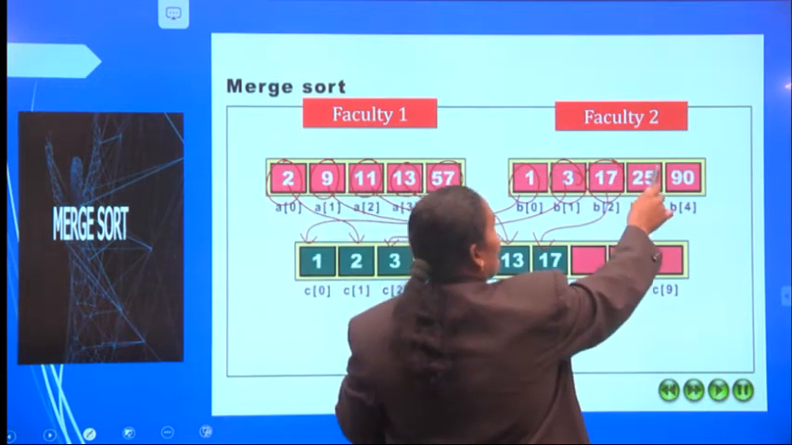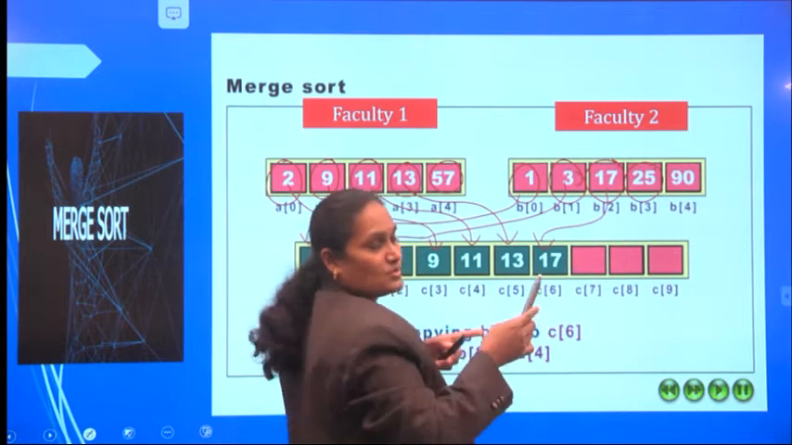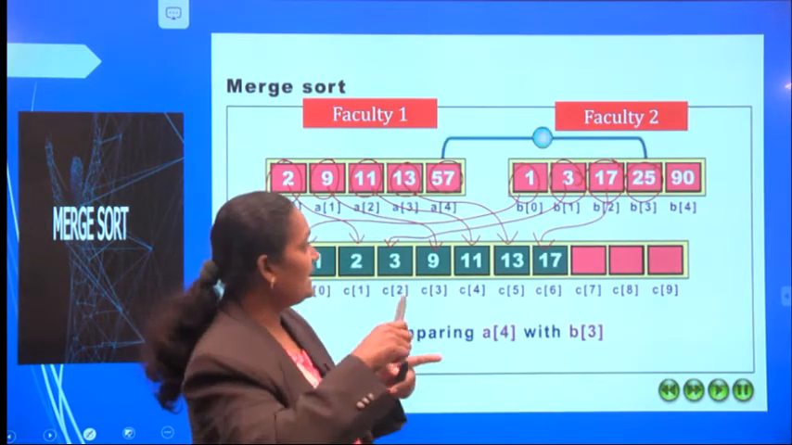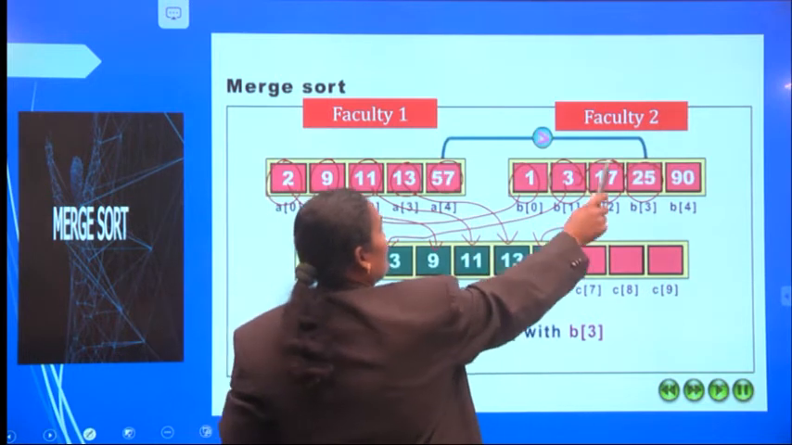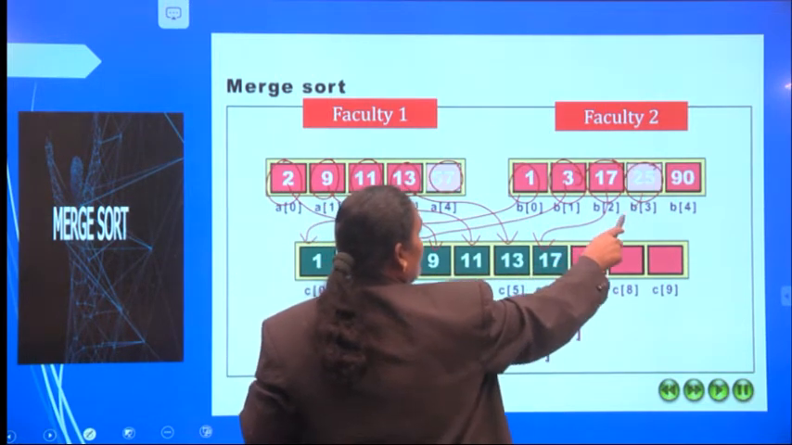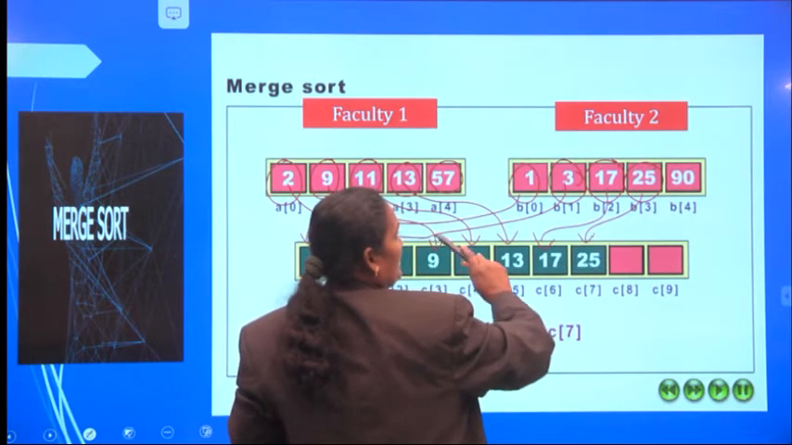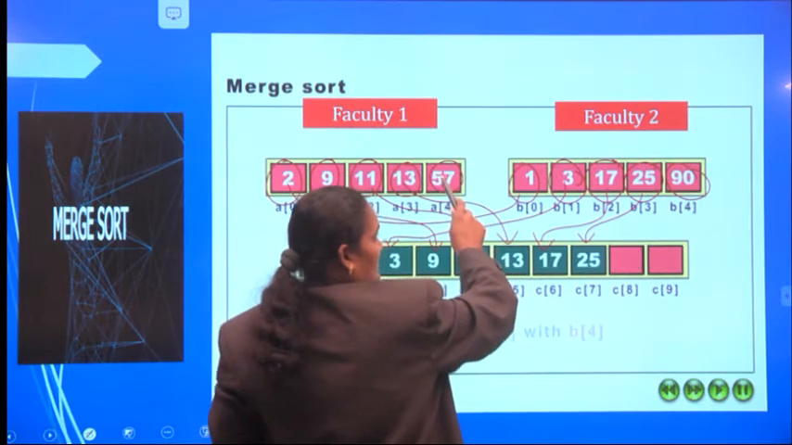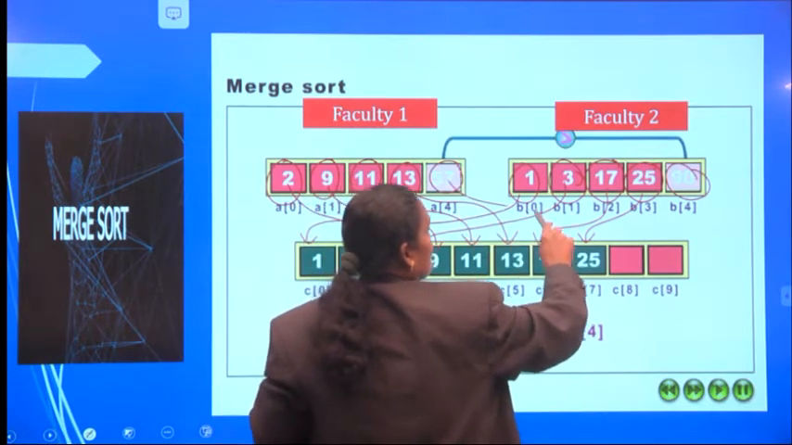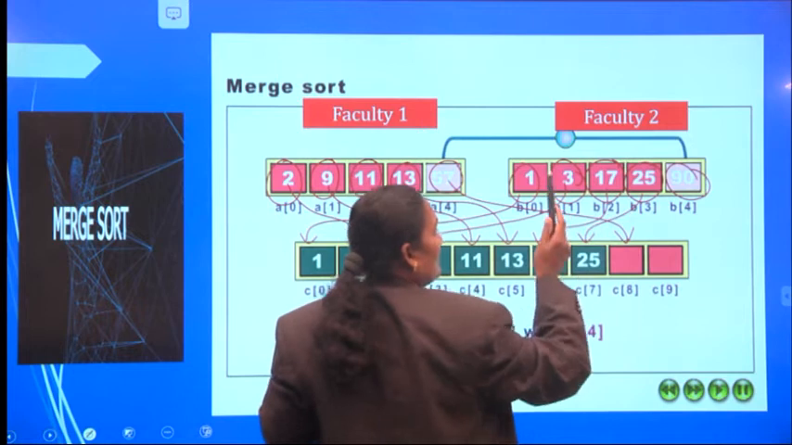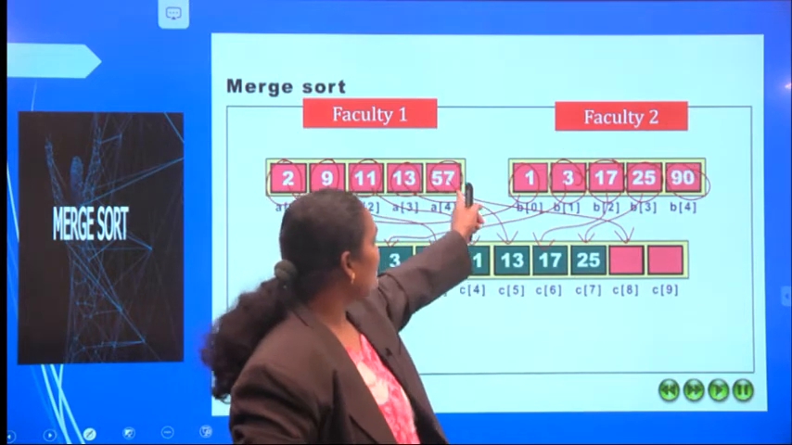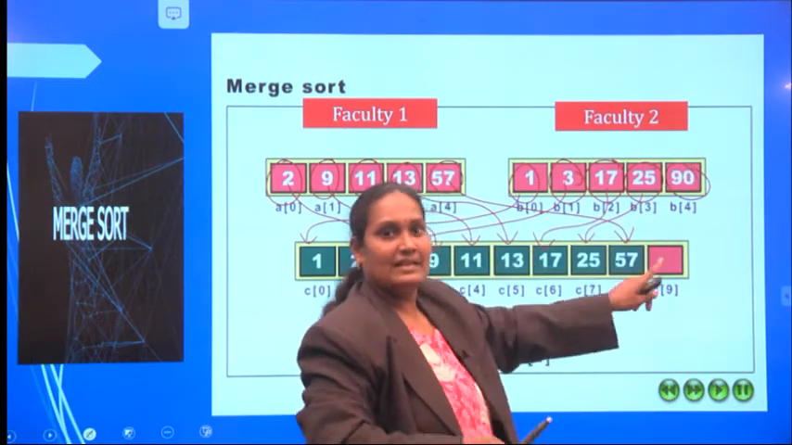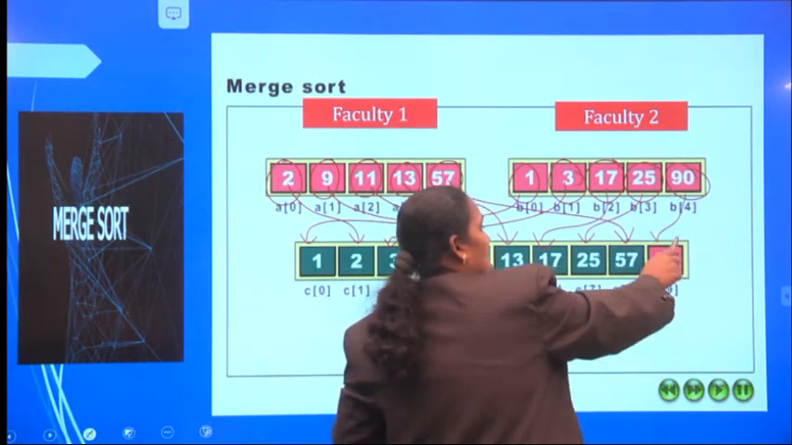After that, we are going to consider the next element in this array. From whichever array we copied the element, from that array we consider the next element. 57 and 25 are compared. Since 25 is less, 25 is copied here. The next element in this array is 90. 90 and 57 are compared. Since 57 is less, 57 is copied here. And after copying 57, there is only one element remaining here. That element is directly written in this place.